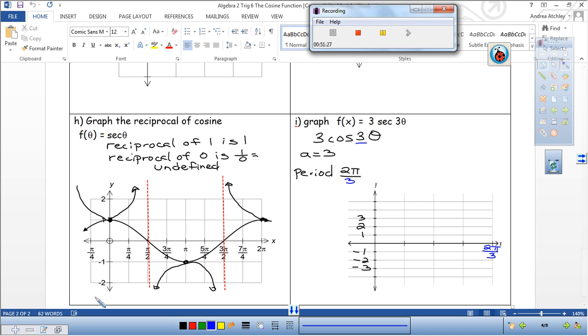Now this is a fun one because you have to be good with your fractions, which we're not always. So remember, we take 2 pi over 3 and we divide it by 4 to get the start point. What I'm really doing is 2 pi over 3 times the reciprocal of 4, which is 1/4. So I get 2 pi over 12, which is pi over 6.